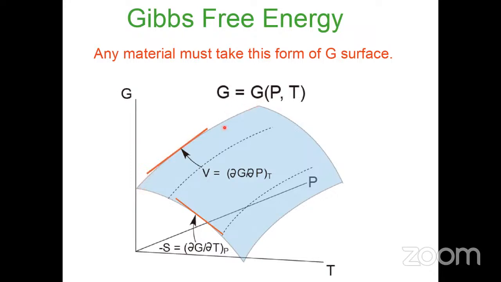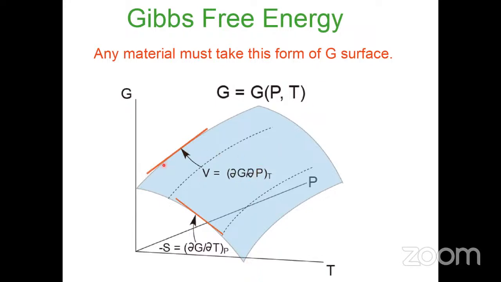and it is upward convex. And with increasing temperature, it is decreasing. And again, it's upward convex. Okay? So any material must take this form. This convexity is very important.